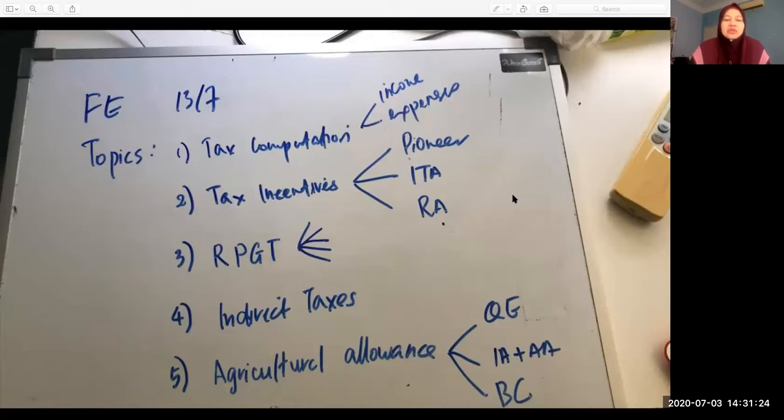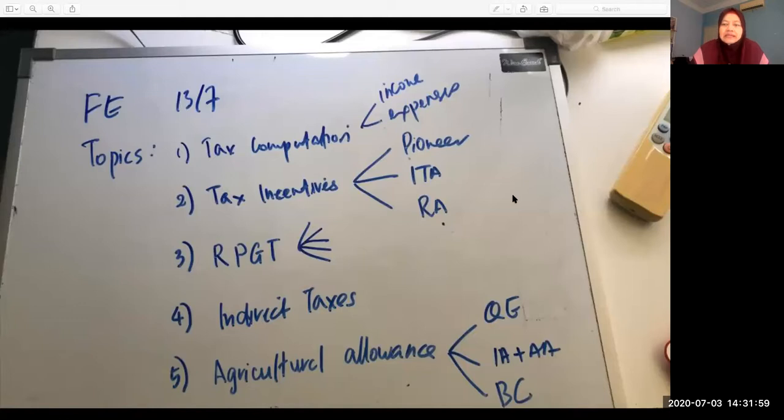Okay, so I have listed down that there will be the following topics covered in your final exam. One is your tax computation, which I don't actually do this topic with you. And then we have tax incentive, where we look into pioneer status, investment tax allowance, and reinvestment allowance. Then you have the RPGT. There are a lot of things under RPGT, many scenarios, many circumstances. So you have to understand for each circumstance what would be the AP and the disposal price.